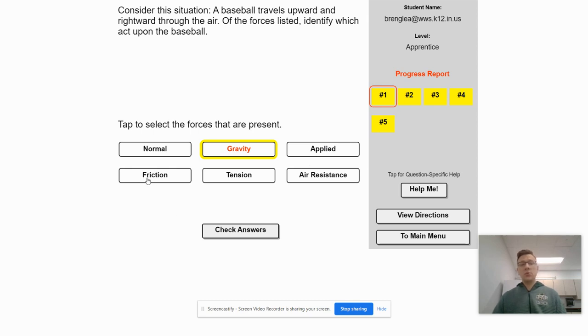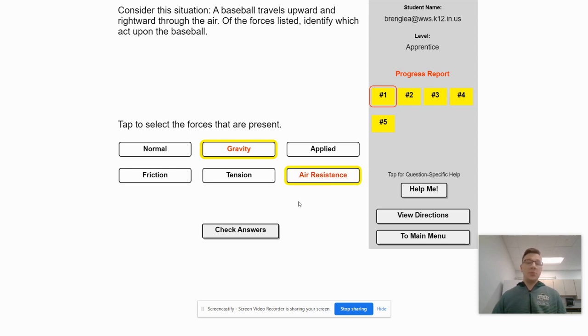Friction is going to be referring to friction between two surfaces. So the object needs to be sliding or rubbing against something. In this case, the baseball is not. Tension is going to be present in a rope or a chain or a cord, which is not present here. And then, of course, air resistance.